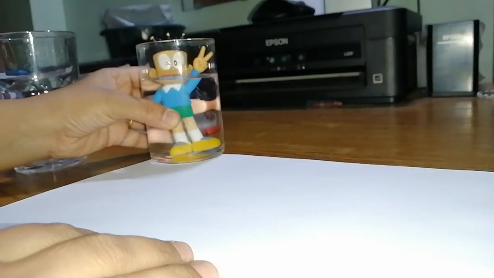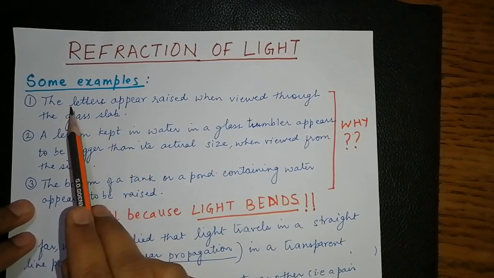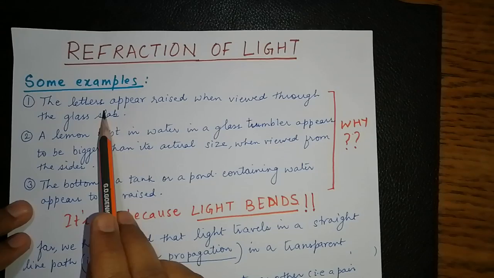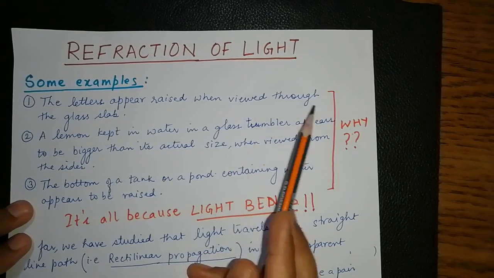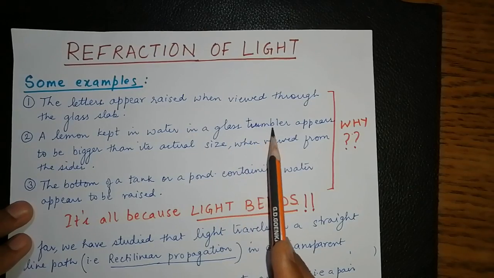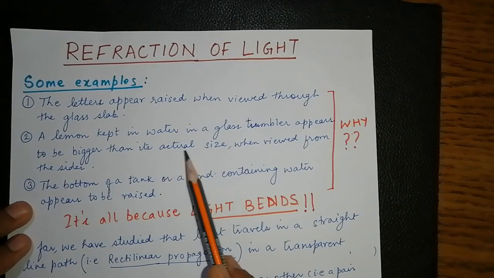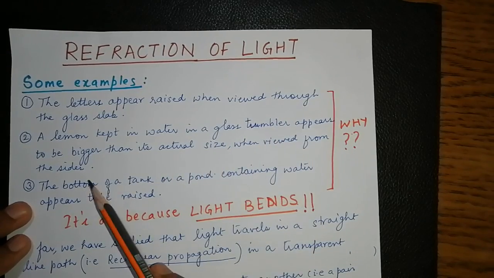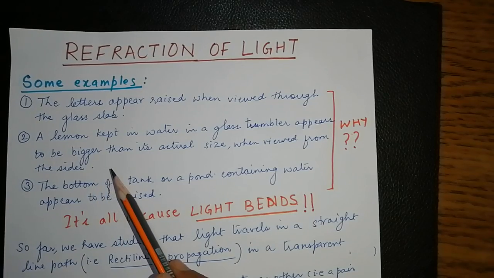Now I have some more examples to give. Here are some more examples. The letters appear raised when viewed through the glass slab. A lemon kept in water in a glass tumbler appears to be bigger than its actual size when viewed from the sides.